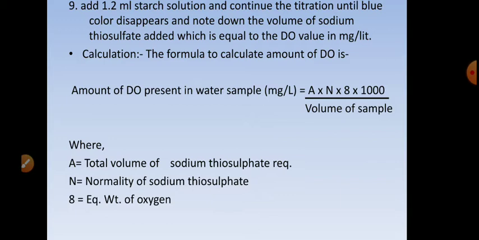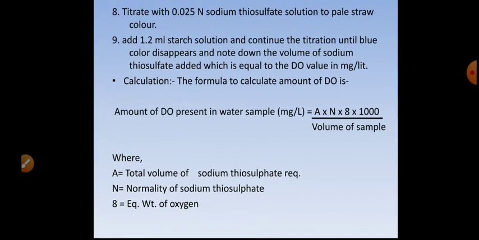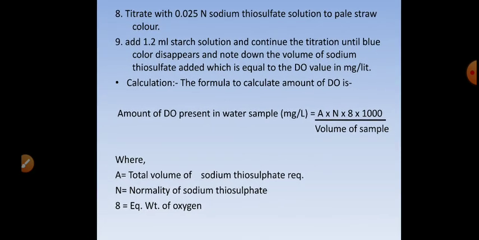A is the volume of thiosulfate required, multiplied by N, the normality of sodium thiosulfate, 0.025, multiplied by 8, the equivalent weight of oxygen, multiplied by 1000 because we are calculating it for 1 liter, and divided by the volume of sample, that is 200 ml. The amount of DO will be equivalent to the amount of thiosulfate required. This is how we determine the amount of dissolved oxygen present in water by the Winkler azide method or titration method.